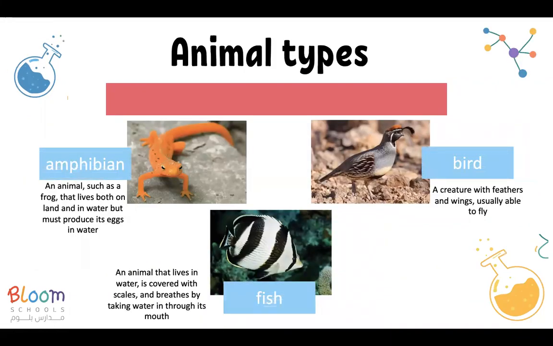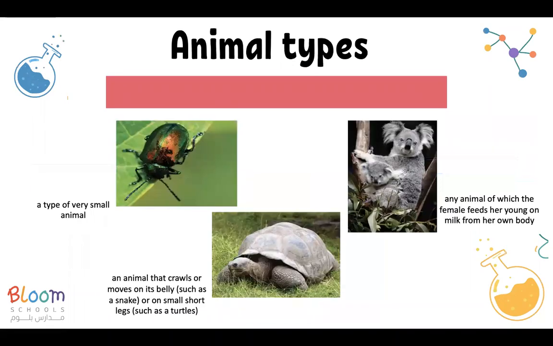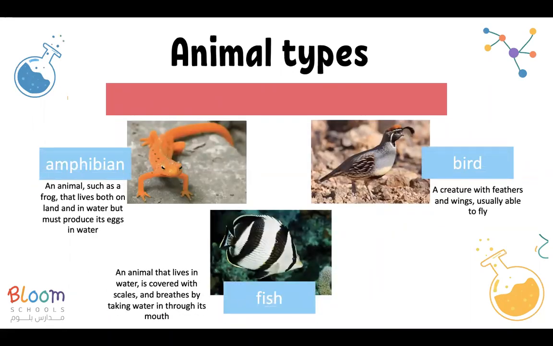Next, we discussed the animal types. So we reviewed all the types of animals that we learned so far, and we talked about each one of them. So what are the amphibians? An amphibian is an animal such as a frog that lives both on land and in water, but must produce its eggs in water.